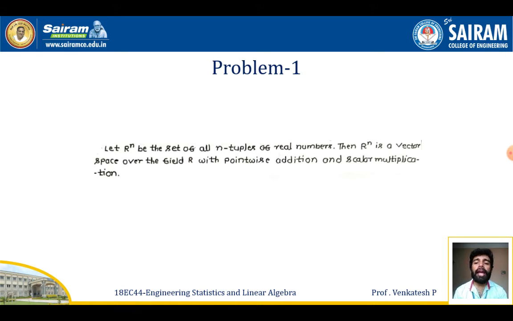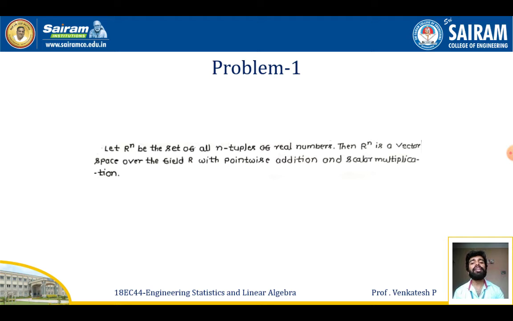Problem. Let R^n be a set of n-tuples. An n-tuple means the set contains n number of elements, for example x1, x2, x3, up to xn is an n-tuple here, of real numbers. So let R^n be the set of all n-tuples of real numbers. Then R^n is a vector space over the field R with pointwise addition and scalar multiplication.